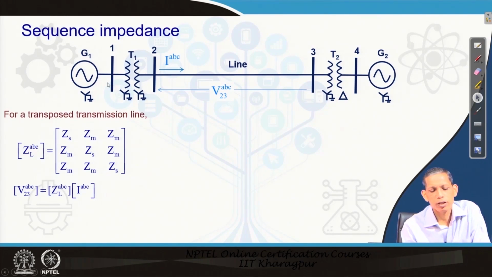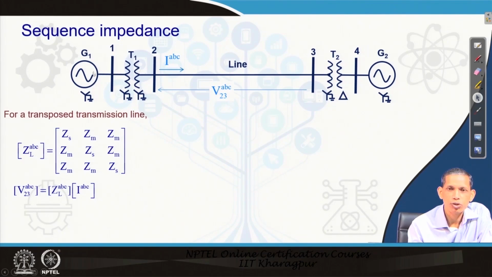See here, this is a system where we have sources G1 and G2, connected by a network. This network has one transformer on the left-hand side and one on the right-hand side, connected by a transmission line. Let us now focus on this transmission line, which we assume to be transposed. For this transmission system, the impedance matrix can be represented in terms of the self impedance of the line and the mutual impedance of the line.